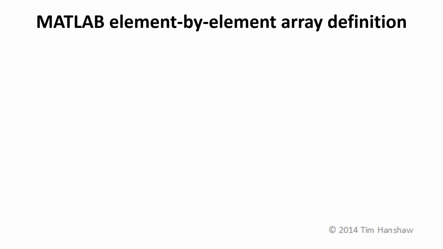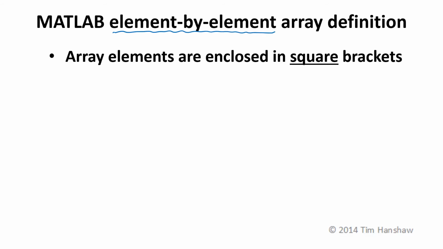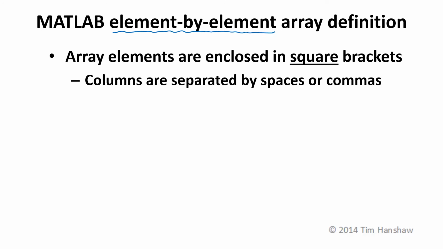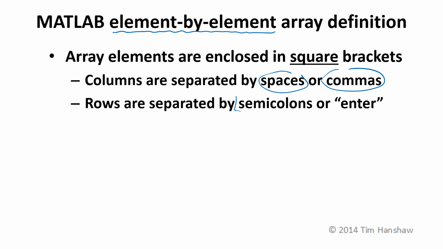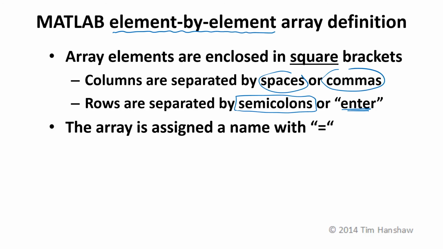There are several ways to create arrays in MATLAB. The only one I've showed you so far is to create it by explicitly typing every element in the array. You enclose the array elements in square brackets. You can separate columns by either spaces or commas. Rows can be separated by semicolons, or you can press the Enter key to move to the next row of the array. You assign the array name with an equal sign.